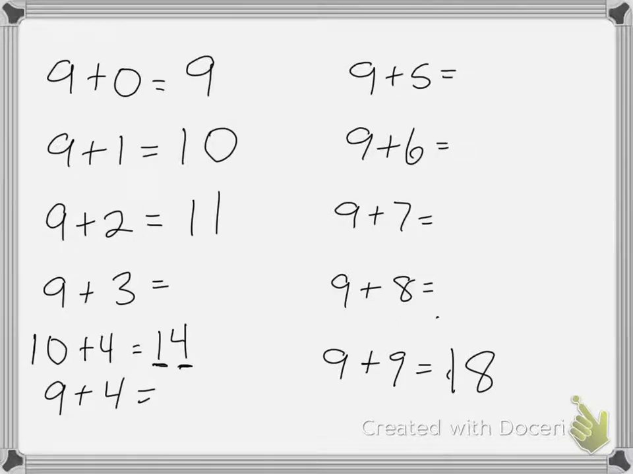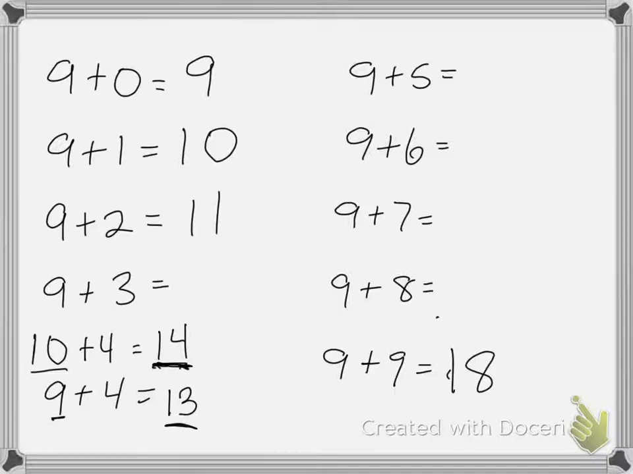So 9 plus 4 is equal to 13 because 9 is 1 less than 10. So I can just think, okay, 10 plus 4 is 14, minus 1 is 13. So that's what 9 plus 4 equals.